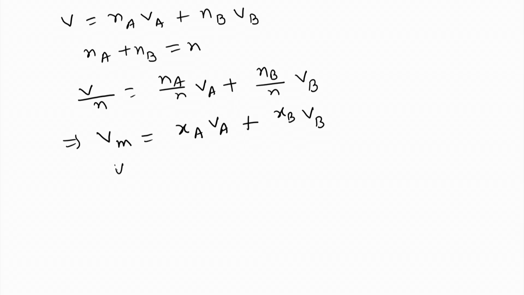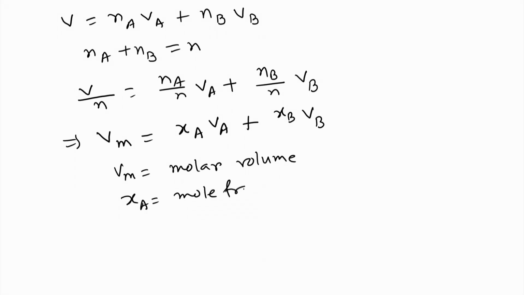So, Vm is the total molar volume and Xa is the mole fraction of component A, mole fraction of A, and Xb is mole fraction of B.